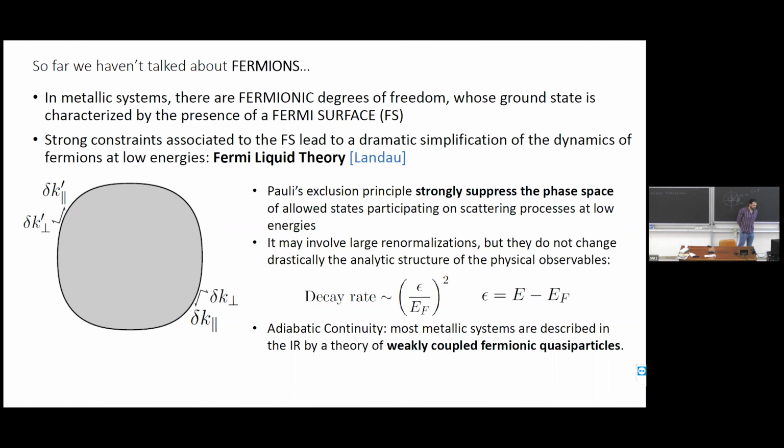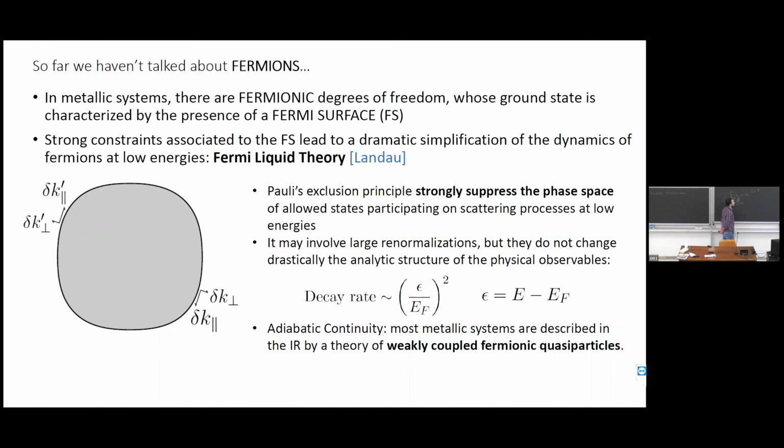But this model is free. It's not interacting, so it's not realistic at all. So it came as a big surprise when people realized that this simple non-interacting picture was enough to describe many experimental observations made in metals. And this was a long-standing puzzle, and it was solved by Landau in the 50s when he proposed the Fermi liquid theory, which is based on a particular idea called adiabatic continuity.